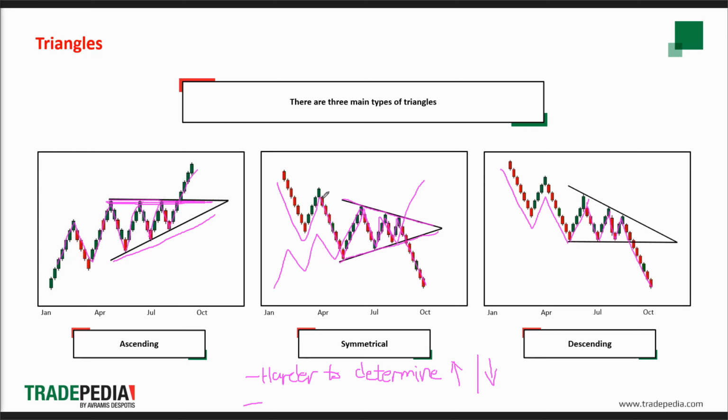For the symmetrical triangle, what you guys need to take note of is that price action can break either on the upside or on the downside. There will only be further continuation after it breaks out of this triangle channel. As long as it's within this triangle channel, it will be harder to determine which way it will break out. All right, so I hope you guys are clear about this triangle pattern.